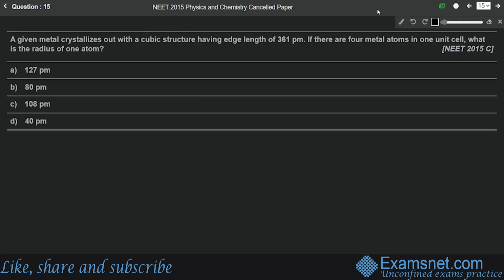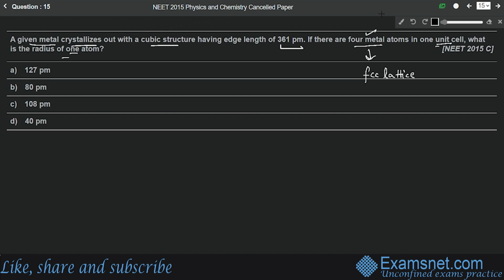Question number 15 is from the chapter Solid States, and the question is, a given metal crystallizes out with a cubic structure having edge length of 361 picometer. If there are 4 metal atoms in one unit cell, what is the radius of one atom? Okay. So here it is given there are 4 metal atoms in one unit cell. That means we are talking about FCC lattice.